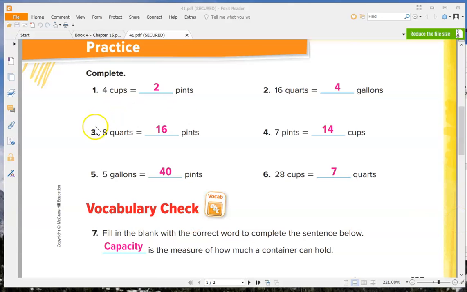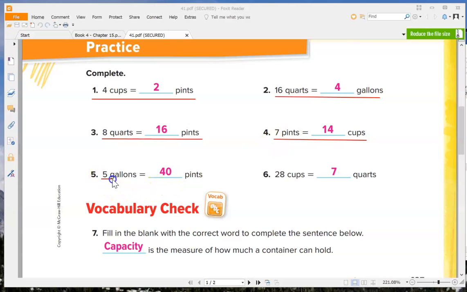We'll be starting with number 1. 4 cups is equal to 2 pints. Number 2, we're going to be taking 16 quarts and dividing that to get 4 gallons. Number 3, we're going to take 8 quarts and multiply that by 2 to get 16 pints. On number 4, we multiply 7 pints by 2 to get 14 cups.